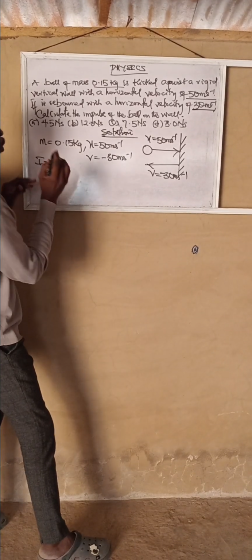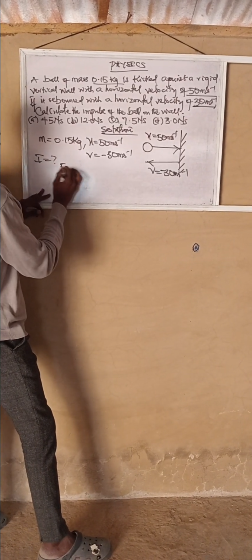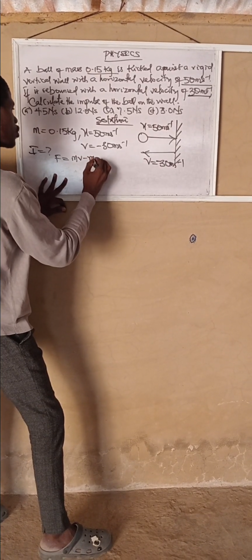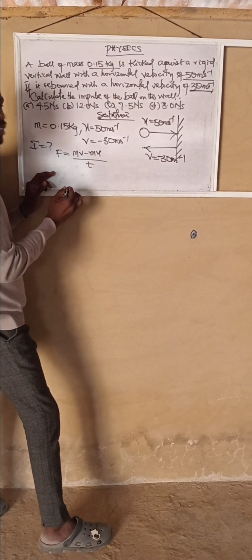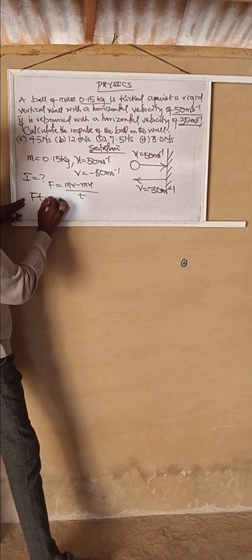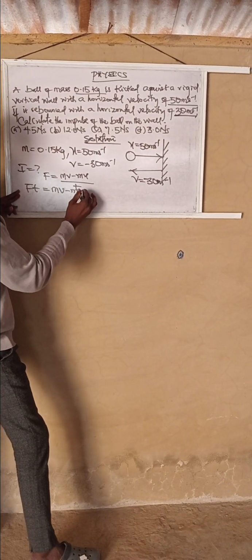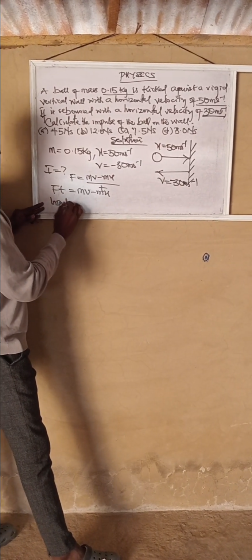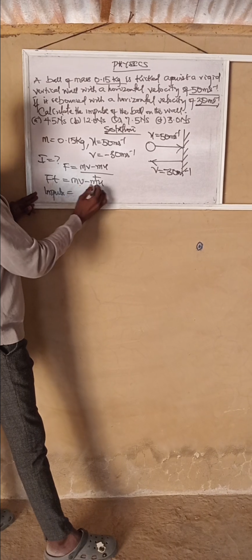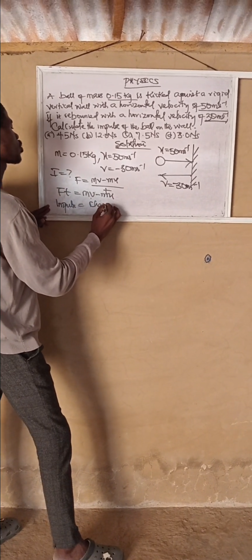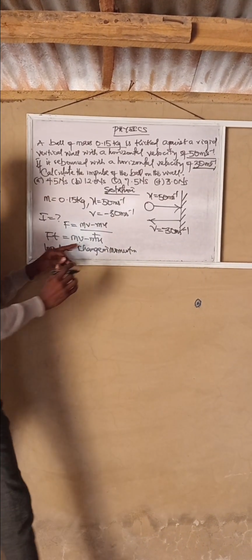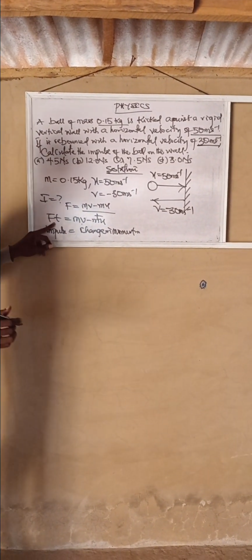From Newton's second law of motion, we can say F equals mv minus mu divided by t. So we can now have Ft equals mv minus mu. What does the Ft represent? The Ft represents the impulse, while the mv minus mu represents change in momentum. So can you see now? We can apply this formula to calculate the impulse of that particular ball. So the formulas are interconnected to each other.